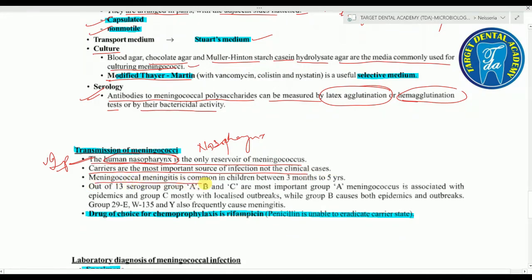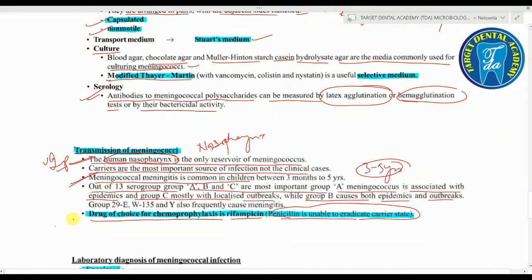Meningococcal meningitis is common in children between 3 to 5 years of age. Important. Out of the 13 serogroups, A, B and C are the most important. A meningococcus is associated with the epidemics, while group C is mostly with localized outbreaks, while group B causes both the epidemic and the outbreak. So the drug of choice for chemoprophylaxis is rifampicin. Penicillin is unable to eradicate the carrier state. Important.